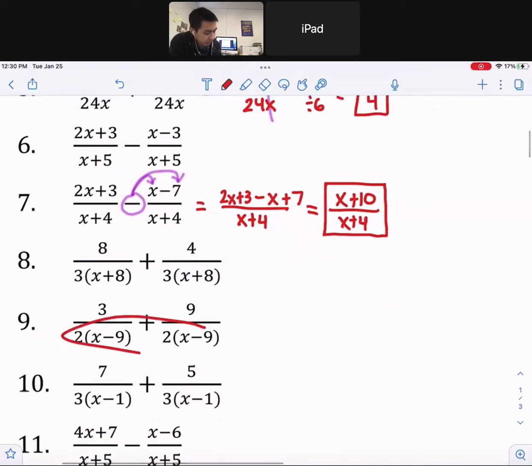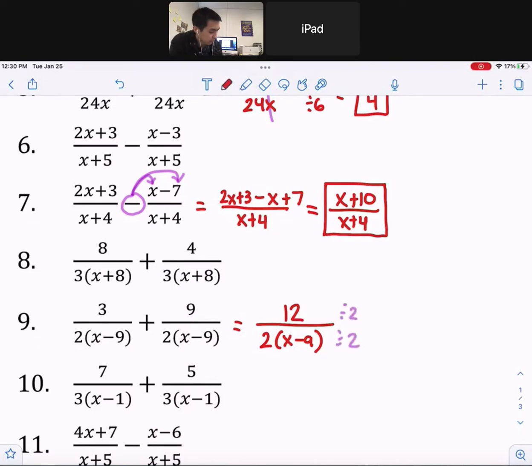Number 9, they have the same common denominator, so we're going to have 2 times x minus 9, and then 3 plus 9 is just 12. Now, we can divide top and bottom by 2, so we're going to get 6 all over x minus 9.